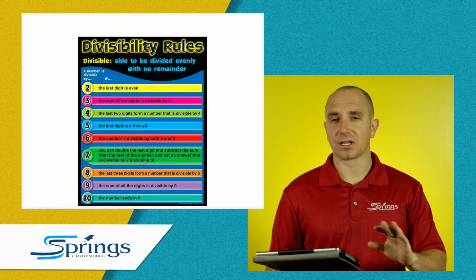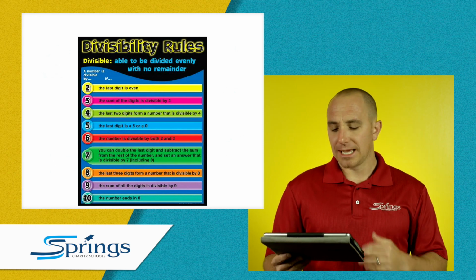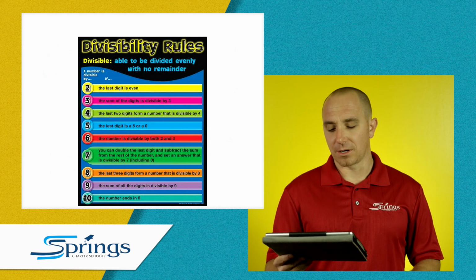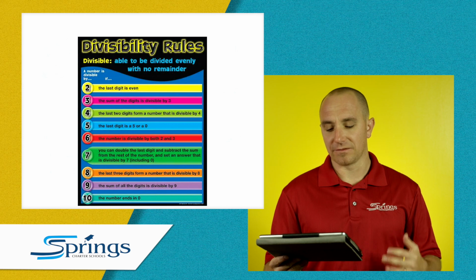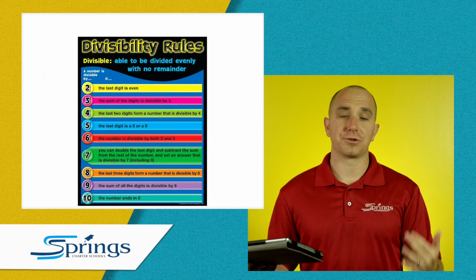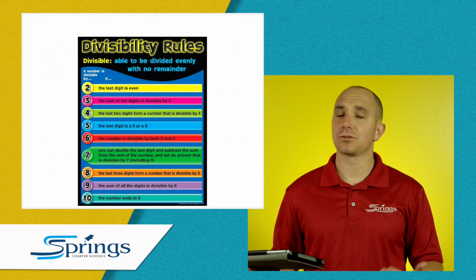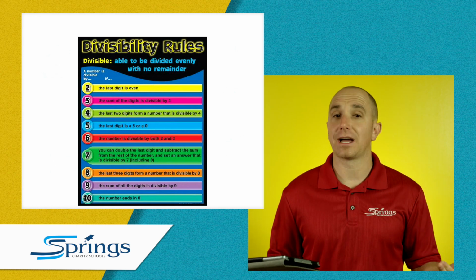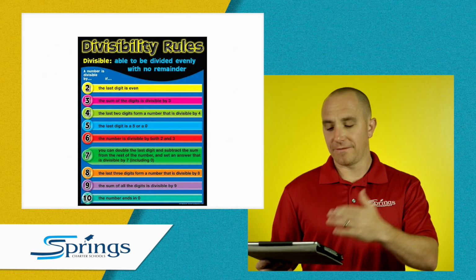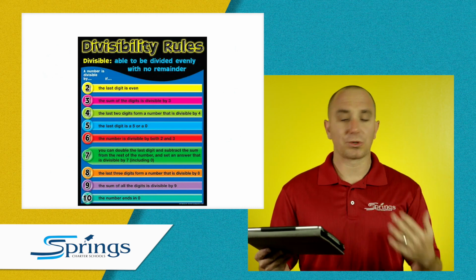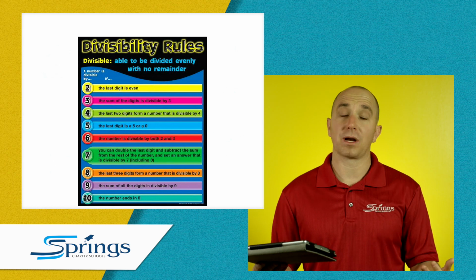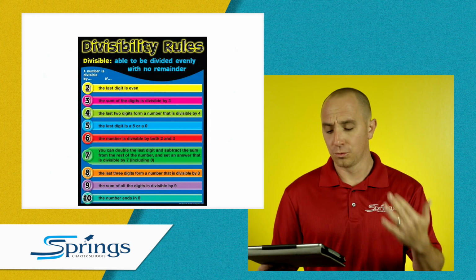All right, 7, now this is kind of a weird one. You double the last digit and subtract that from the rest of the number, and get an answer that is divisible by 7, including 0. So that's a really tricky one. I personally think if you're trying to figure out if something's divisible by 7, it's actually easier and faster just to divide it by 7 and figure it out yourself. For me to do a long division problem is going to be faster than doubling the last digit, subtracting it, and then dividing by 7 anyways. But that's just my personal opinion. I still want you to know the rule.